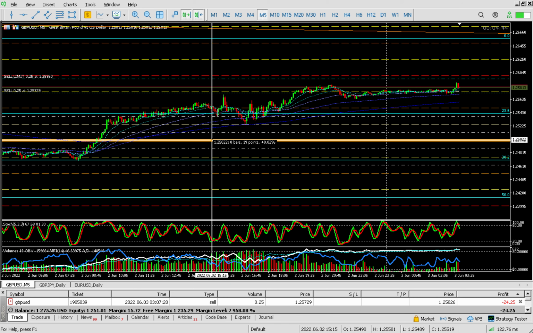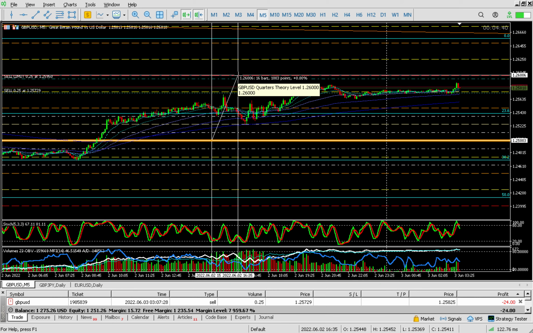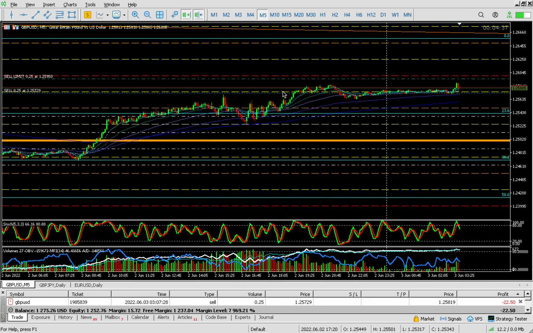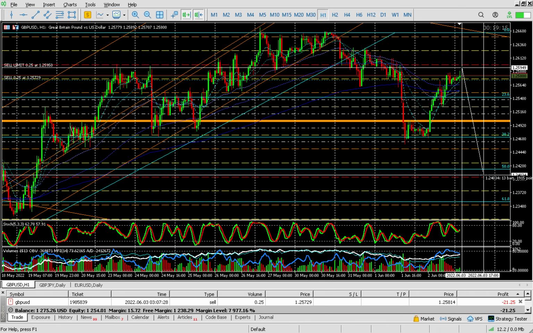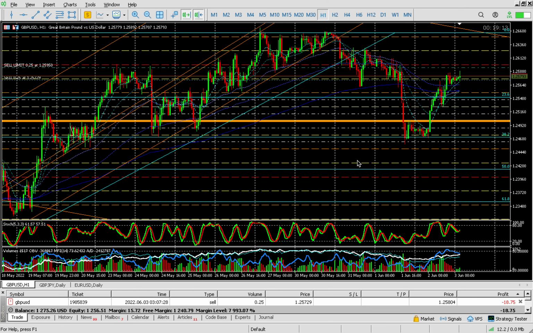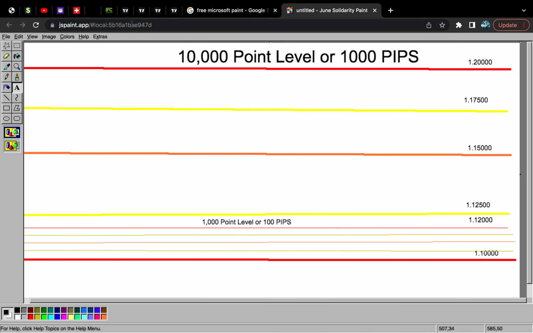So you can see it's 1,000 points in between here and here. If it rejects off here, it'd come down to test right here. But the Fibonacci, you have to remember, is not even till down here. So you'd be talking 2,000 points down, potentially, depending on what happens.